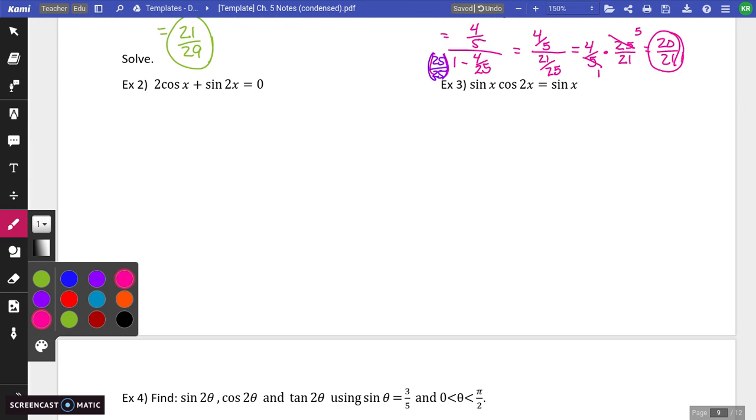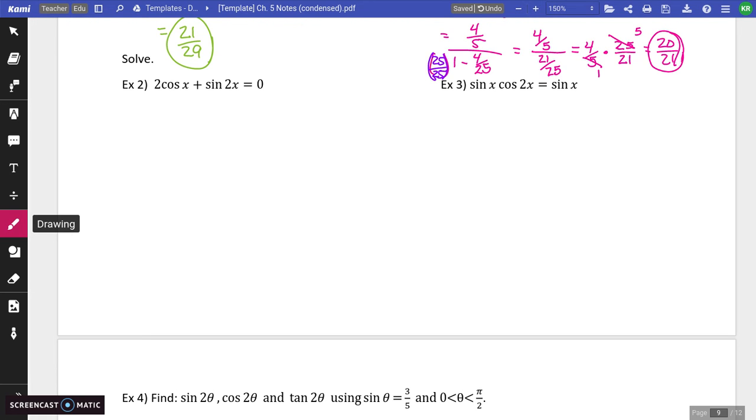Okay, now examples 2 and 3, we're going to be using the double angle formulas to help us solve. So we have 2 cosine of x. So this is going to be similar to what we did a couple of sections ago, where it might make sense that we can factor our equation on one side, and then that may help us to solve.